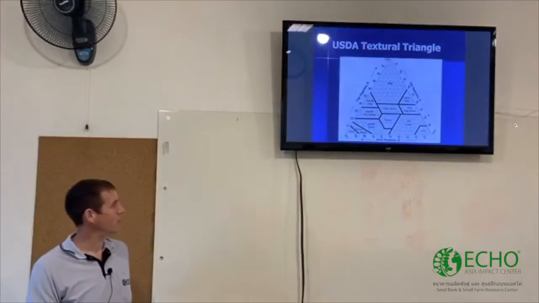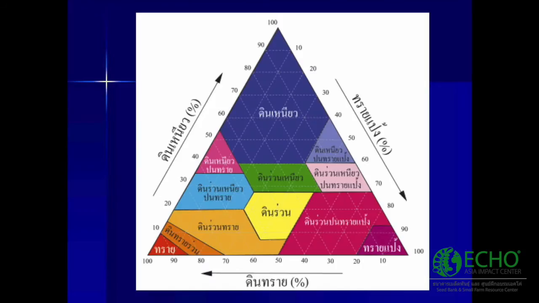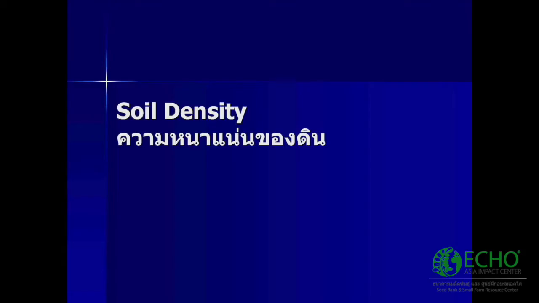Okay, so we can see here the textural triangle that we used last time. It is the soil texture triangle, and it is also in Thai. Everybody remember that? Good. Okay, let's talk today about soil density.